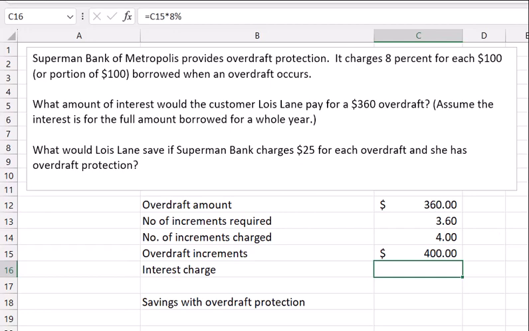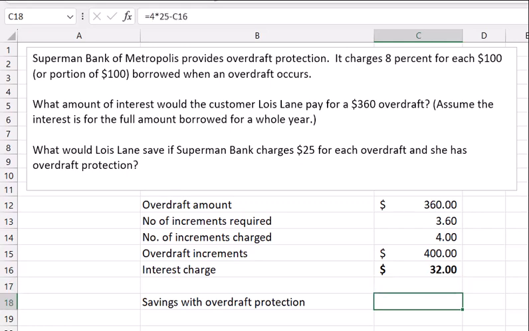All right, so what's the interest charge then? Well, then we're going to multiply the value in C15 times 8%, because they charge 8% for each $100 or portion of $100 borrowed when an overdraft occurs. So that's our answer to the first question.